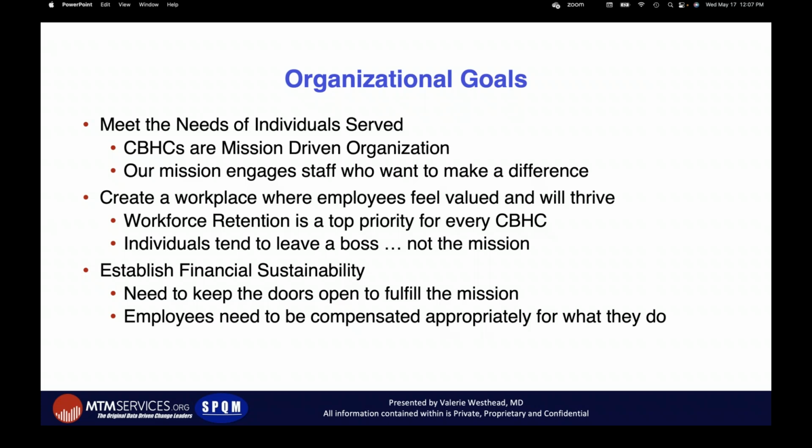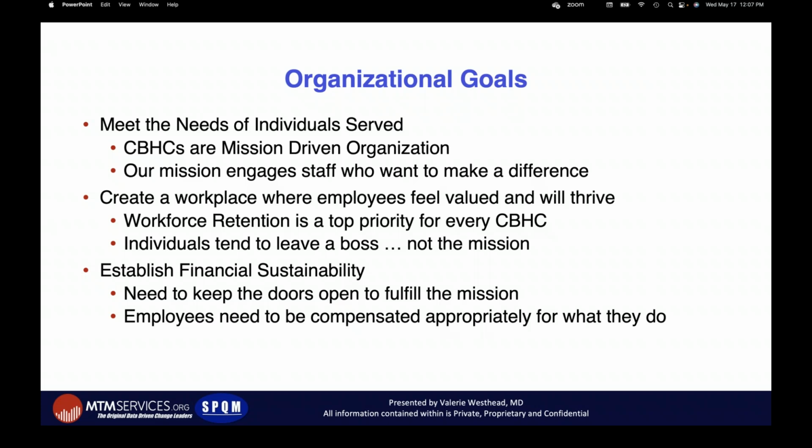We know that individuals tend to leave their boss and not the mission. So chances are, if they leave your organization, they're looking for another place where they'd be able to do the exact things that you're trying to do, meet the needs of the individuals that are served.